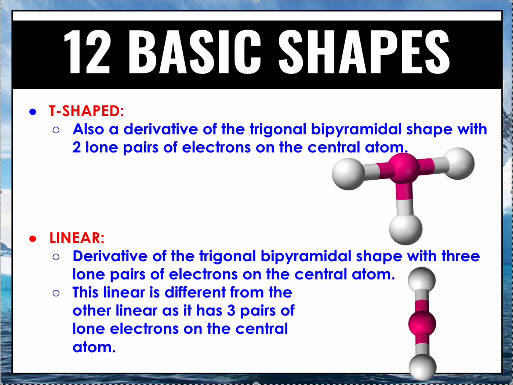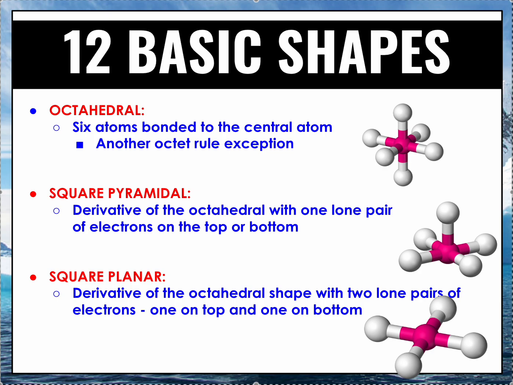The last three are exceptions as well, and they deal with the octahedral electron domain. So octahedral is essentially the electron domain of these three shapes, and then the rest are additional molecular geometries from octahedral that are based off lone pairs that the central atom has. So octahedral is six atoms bonded to the central atom. Square pyramidal is essentially a derivative of the octahedral but has one lone pair on it, either top or bottom. And then square planar is essentially a derivative of the octahedral shape but has two lone pairs on it.